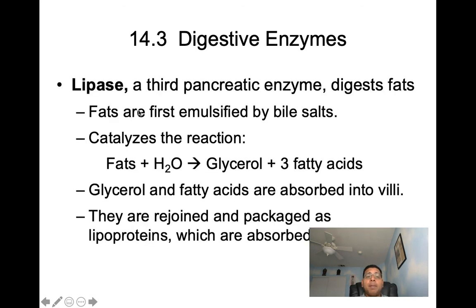And then next we have lipase. Lipase is going to be a third pancreatic enzyme I want you to know about. It's going to help digest fats. Fats are first going to be emulsified, we said, by bile salts. And then we're going to see fats, along with water, right? We talked about this reaction, are going to help form glycerol plus the 3 fatty acids. Glycerol and the 3 fatty acids then are going to be absorbed into the villi. These fats then are going to be rejoined and packaged as lipoproteins, which are then absorbed into lacteals.